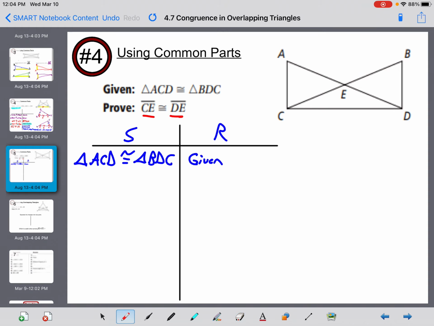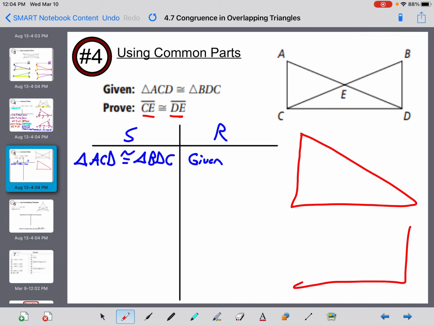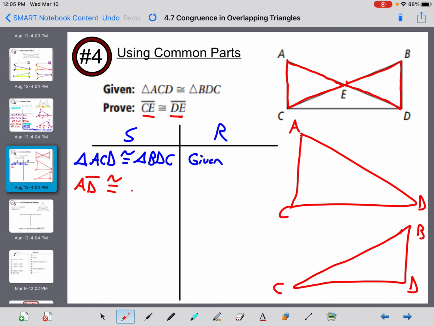Okay, so going back to ACD and BDC. We know that they're congruent, so we can say anything that we need for these triangles here. The first one that comes to mind is that AD is congruent to BD.